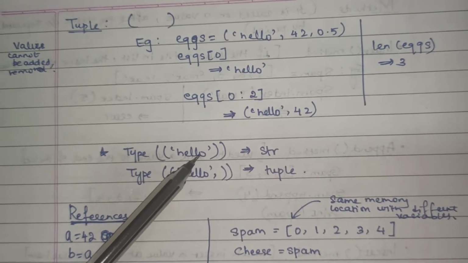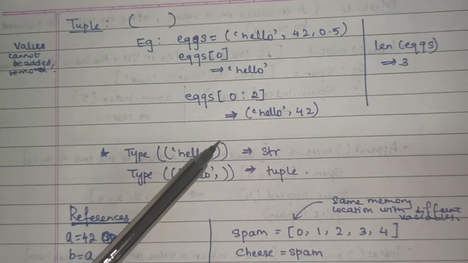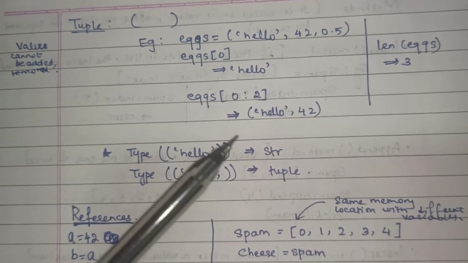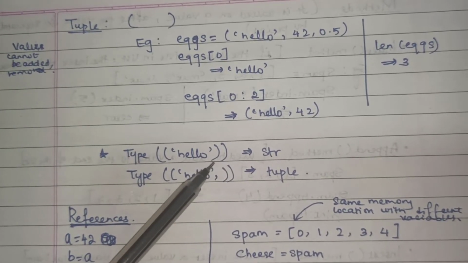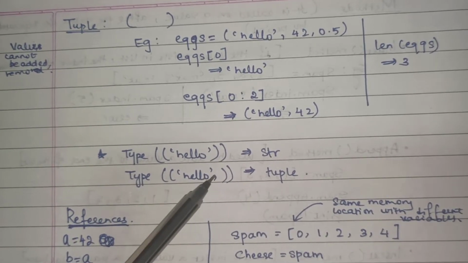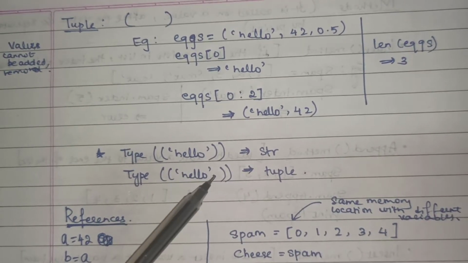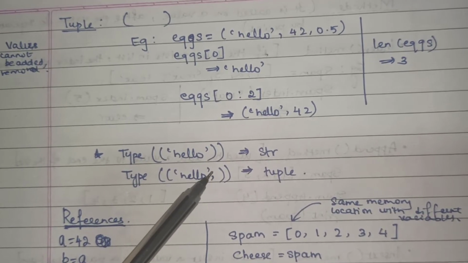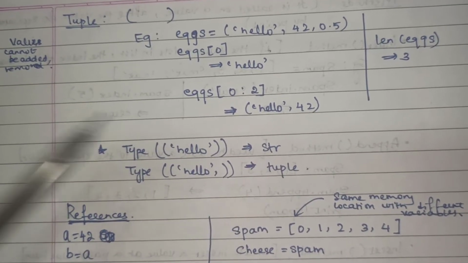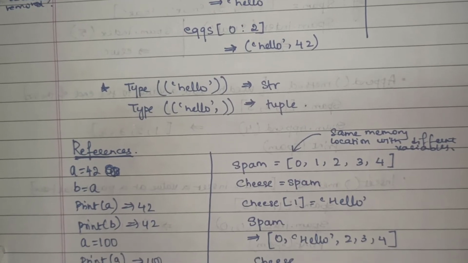This is actually a string, but you may think of it as a tuple. Since it is not followed by a comma, it is not considered a tuple, but a string. If it is followed by a comma, it is considered a tuple. So the next topic would be references.